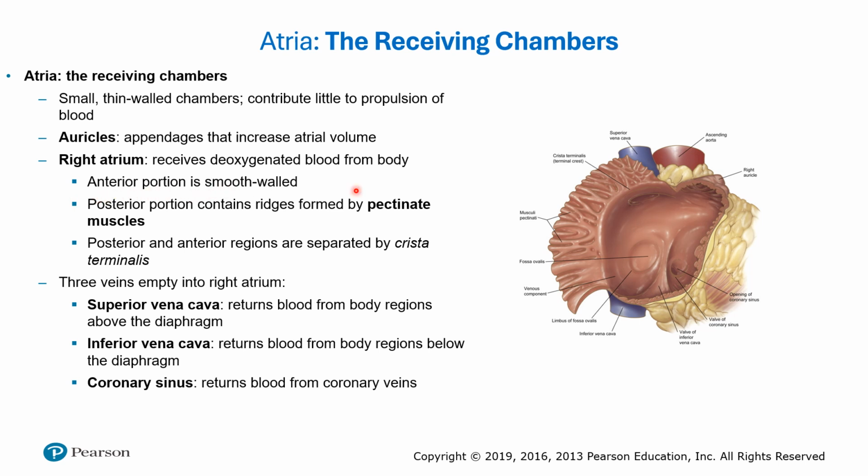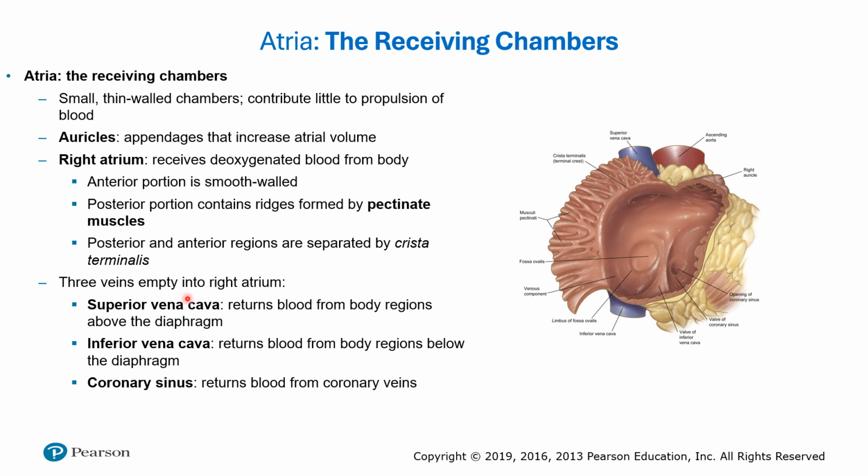Its anterior portion is smooth walled, and the posterior portion contains ridges formed by the pectinate muscles. Where the pectinate muscles and the anterior smooth part meet, this is known as the crista terminalis. This is the fossa ovalis. It is in the interatrial septum, not in the floor of the right atrium. This is the interatrial septum, and this is the auricle of the right atrium, and you can also see pectinate muscles over here.